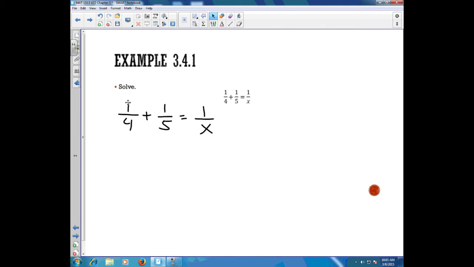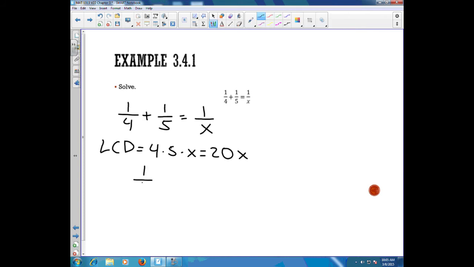When none of the denominators share common factors, then the least common denominator can be found by just multiplying all of the denominators. So in this case, none of them share any common factors, so the least common denominator is just 4 times 5 times x, or 20x. Now that we have the least common denominator, we can multiply every term by it, and that will get rid of the fractions.